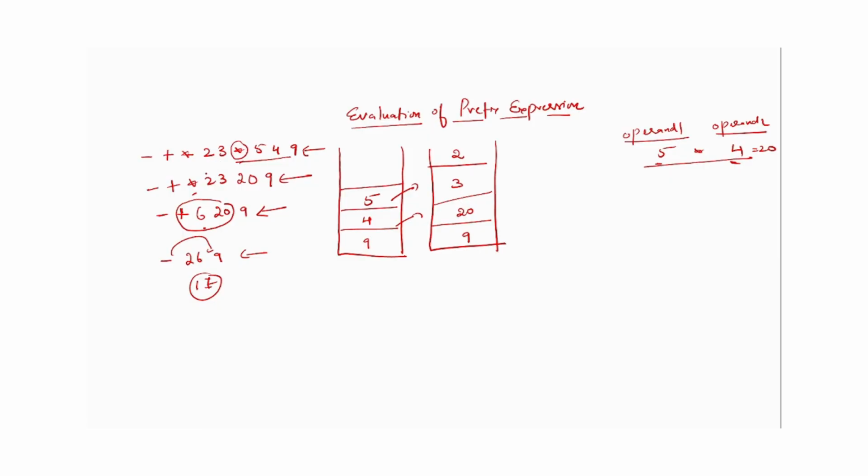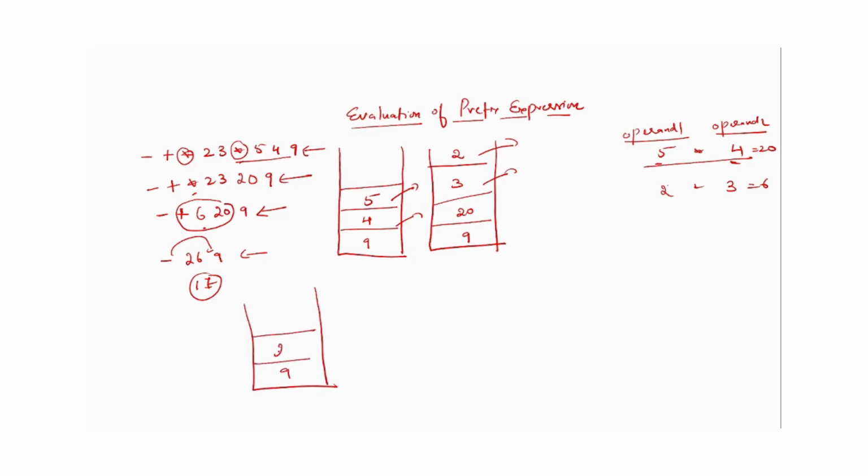Once I have an operator, I will stop. So 2 is the top of the stack. 2 becomes my operand 1, and 3 becomes my operand 2, and I have the operator star. So I will pop out 2, I'll pop out 3. Therefore my stack now will contain 9 and 20.